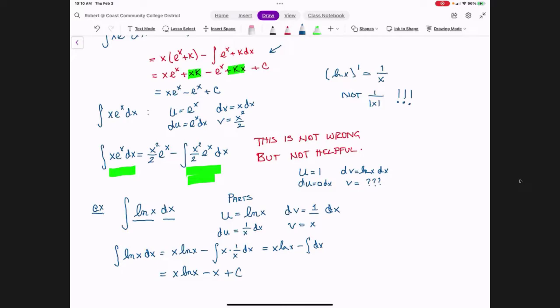So the important thing to remember about integration by parts is that the entire integrand has to be represented. It's not composition, it's not something in a denominator. Integration by parts works on products.